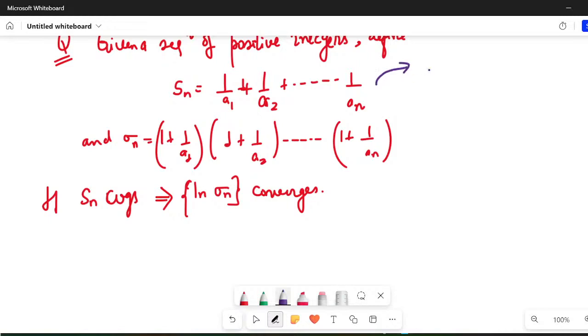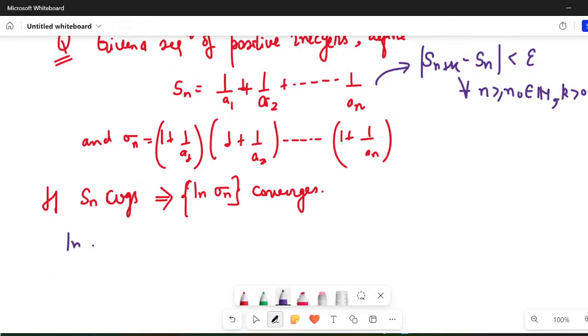I'm writing it here. Since Sn is Cauchy, I can write that modulus of Sn plus k minus Sn is less than epsilon for all n greater than or equal to n naught and k greater than 0. This is how your Sn behaves. Now see what has been given to you. I think we need to find out about ln sigma n, right? So what would be your ln sigma n?